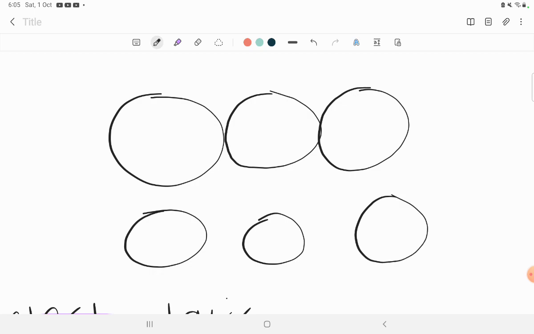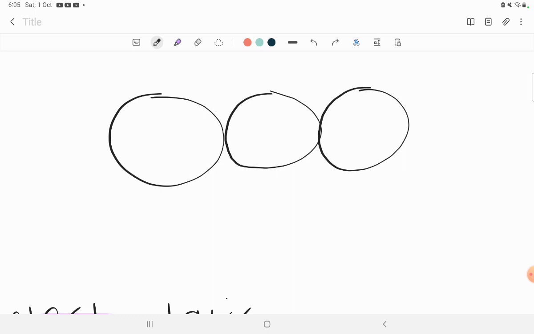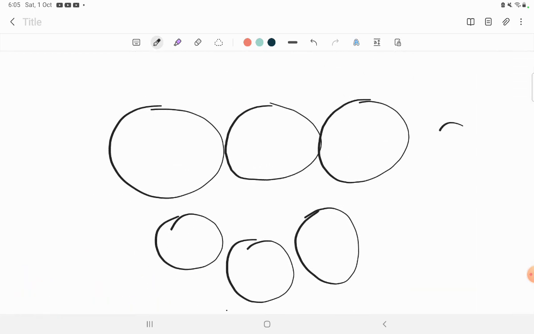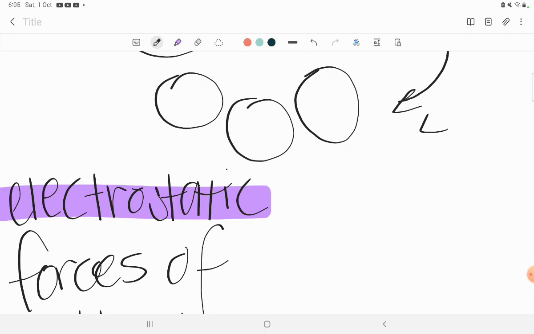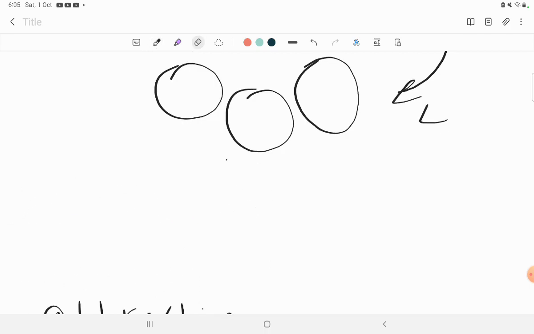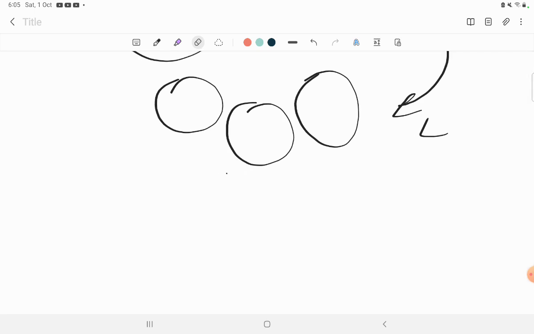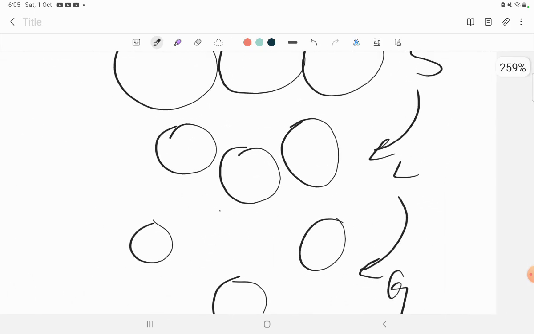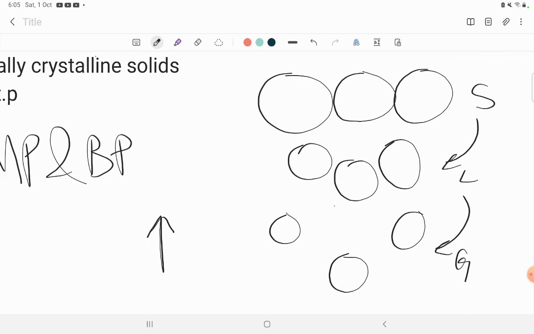Oh wait, actually, hold on. When it melts, it loses its orderly structure, but it's still relatively close. So this is from solid to a liquid. And then from liquid to a gas, it goes from this to that. So you can see the trend here, ignore the size difference, it doesn't matter.